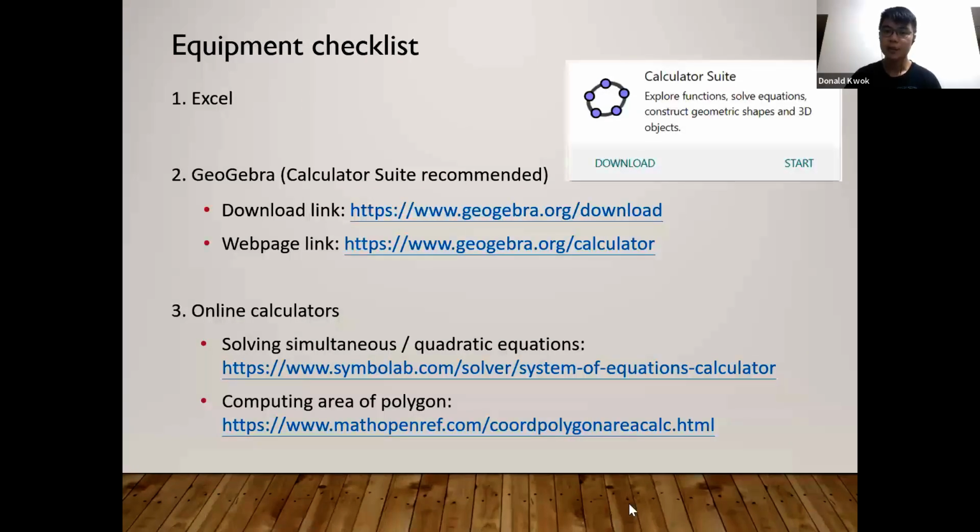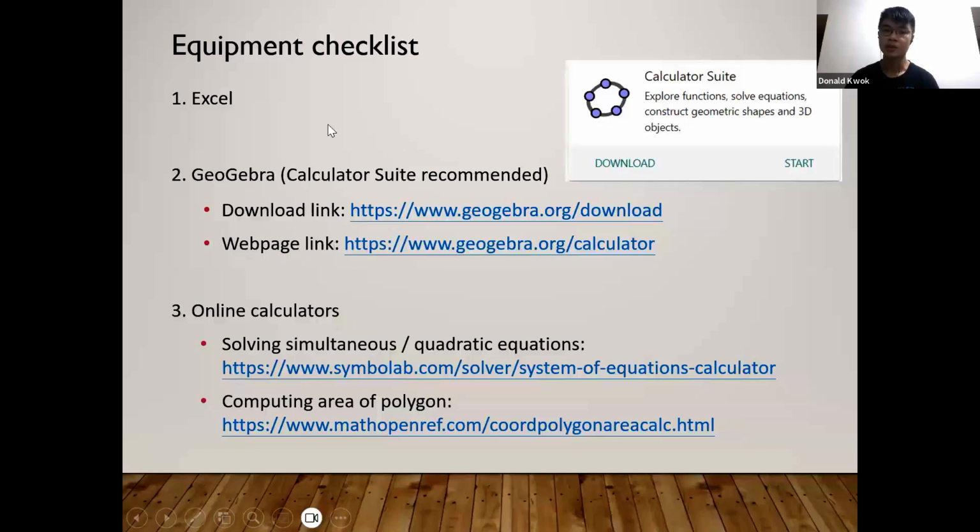So these are basically the tools that will help you solve the problems in this course. For GeoGebra, it is actually a mathematical software that can plot graphs, right? I have put down the link here, which you can download to your own devices or use online on the web page, okay?